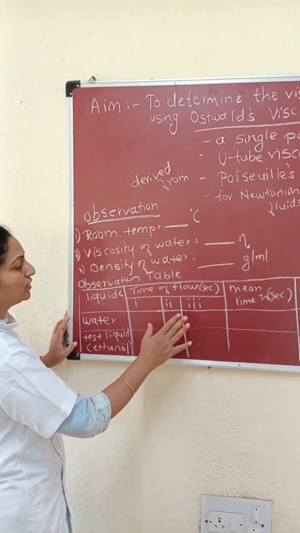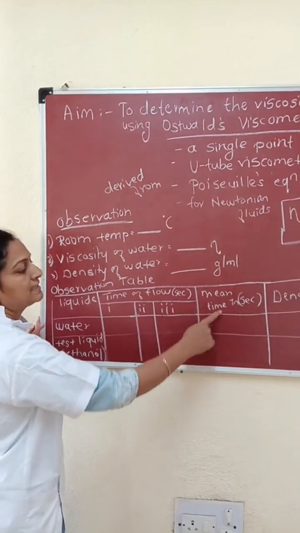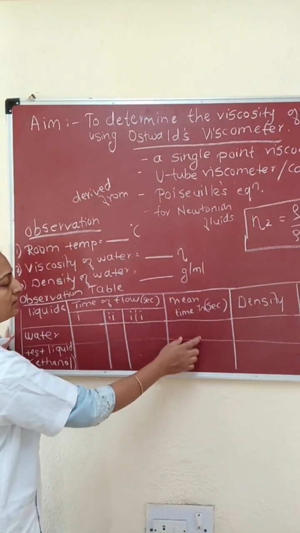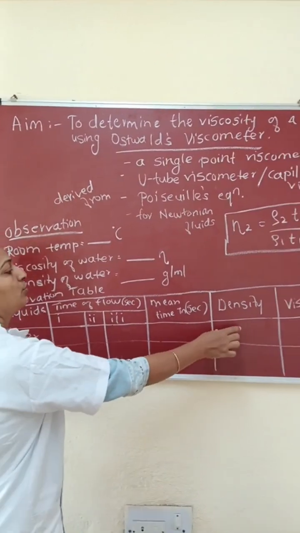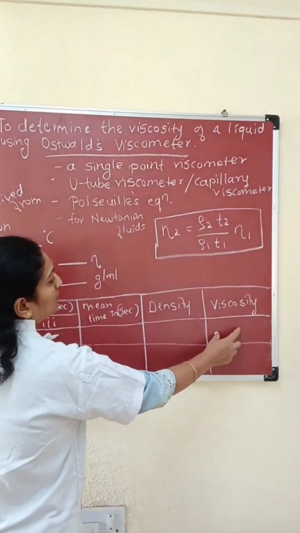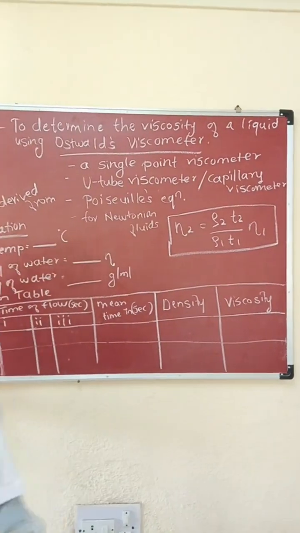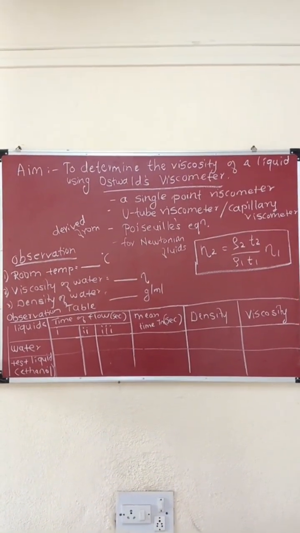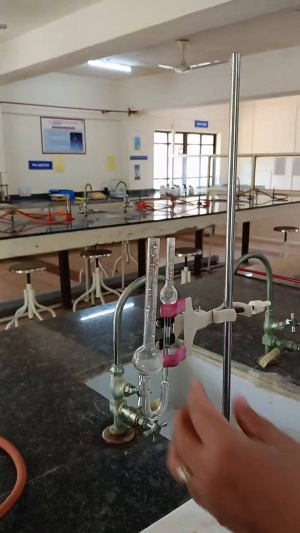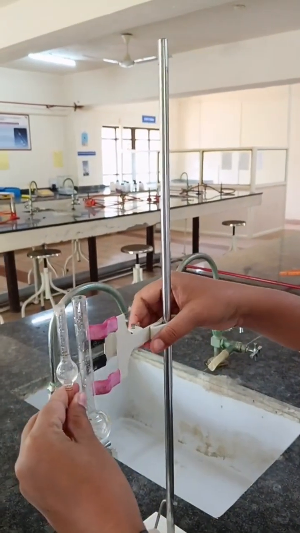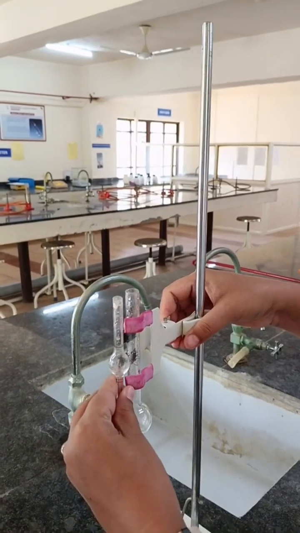We have to note the time of flow in seconds. We have to take the mean of all the 3 readings here. Then we have to write the densities of the reference and the test liquid and the viscosity. We already know the viscosity of water is 1.0016. We have to mount the Ostwald's viscometer in this way.